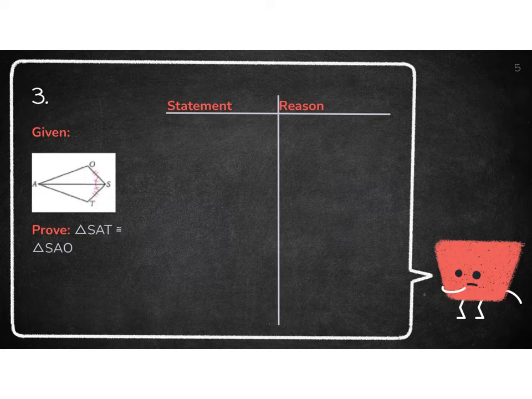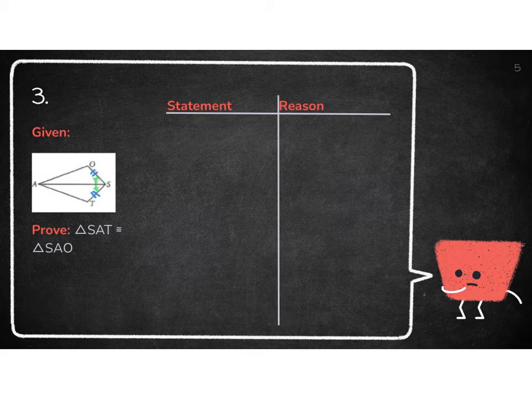So again, here we're given pictures, and I'm going to draw in. I see that this side, TS, is congruent to OS. That's marked there. I can also see that these two angles are congruent, and I'm going to actually label them 1 and 2.